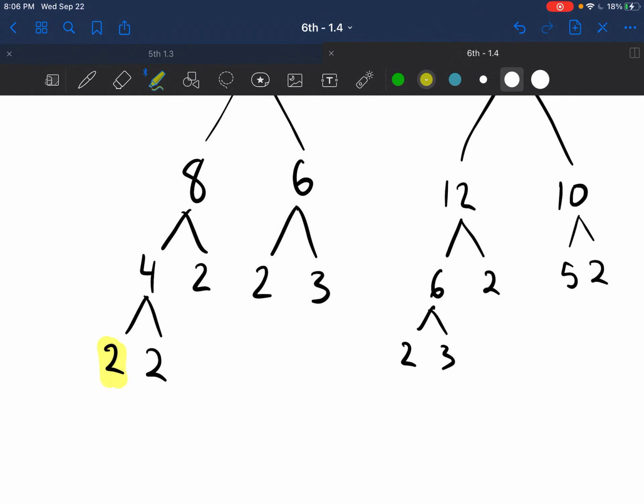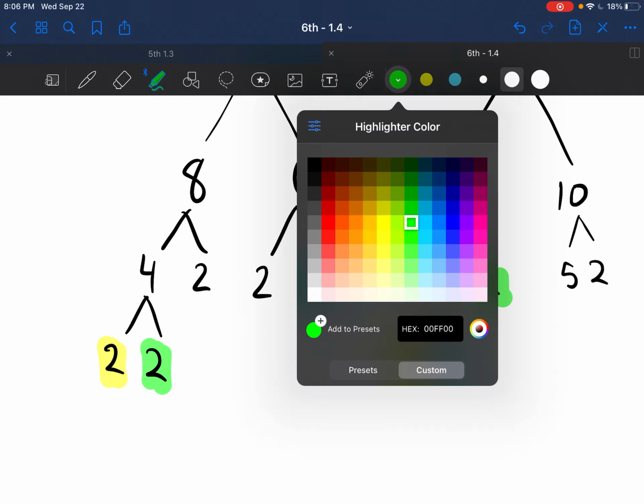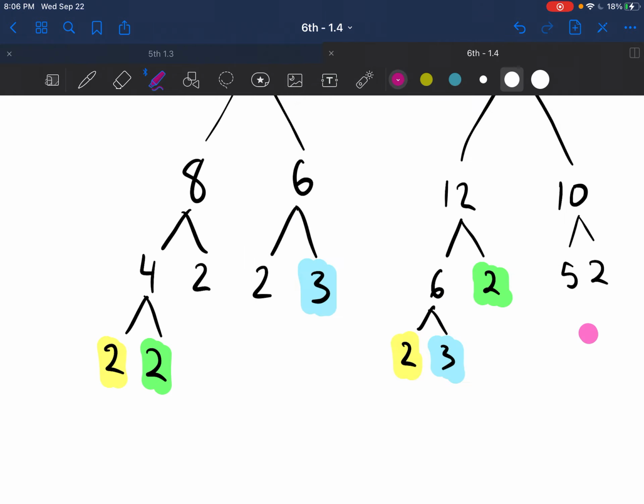So I have 1, 2, 1, 2. Okay. Now I have another 2. I have another 2. Now I have a 3 and a 3. Okay. And then I have, let's pick a different color. Got pink now. Now I have another 2 and another 2. And they have a 5 and a 2. So that's about it. So now I just got to multiply these numbers.